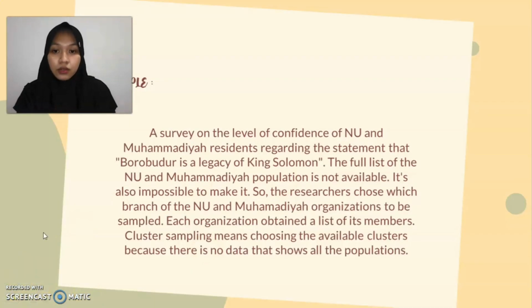For example, a survey on the level of confidence of NU and Muhammadiyah residents regarding the statement that Borobudur is a legacy of King Solomon. The full list of the NU and Muhammadiyah population is not available. It's also impossible to make it. So the researchers choose which branches of the NU and Muhammadiyah organizations to be sampled. Each organization obtains a list of its members. Cluster sampling means choosing the available clusters because there is no data that shows the whole population.